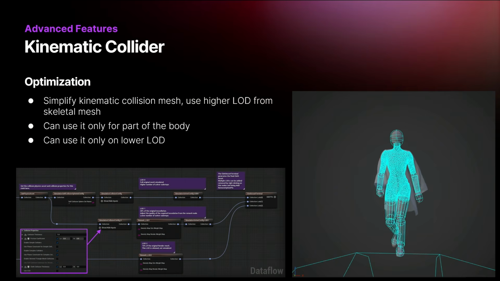And lastly, you can enable the kinematic collider only for nearby characters. There are options in the collision config to enable simple or complex collision separately, and it can be set per LOD.